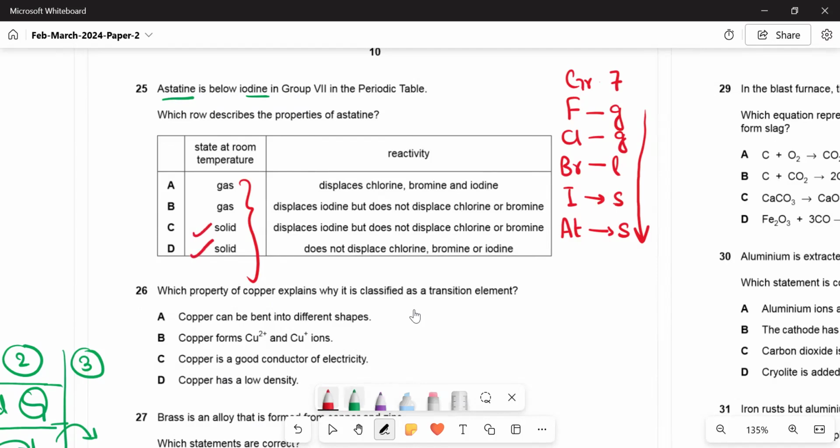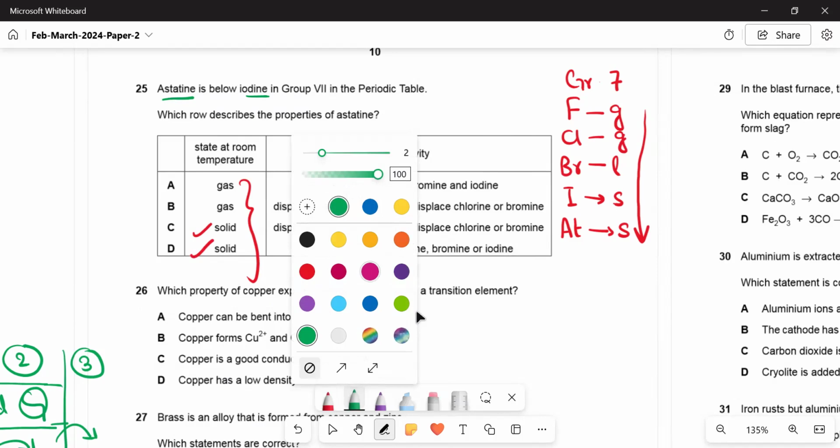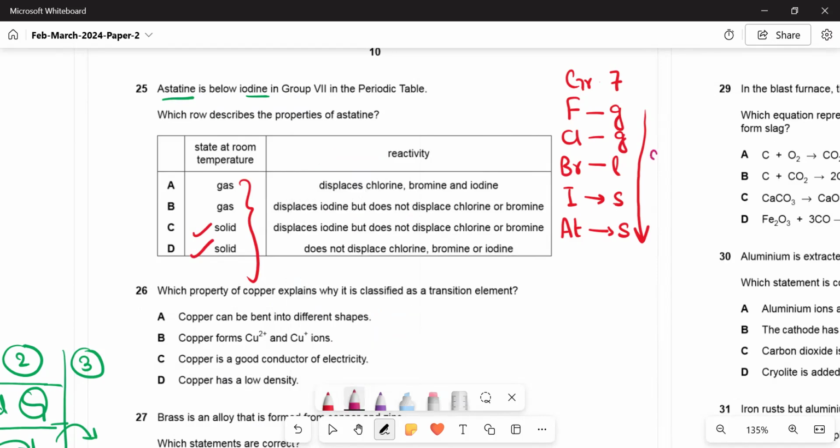And as for the reactivity, we know that the reactivity of the halogens decreases as we go down. So astatine cannot displace any of the halogens. It does not displace chlorine, bromine, or iodine. Option D is correct.